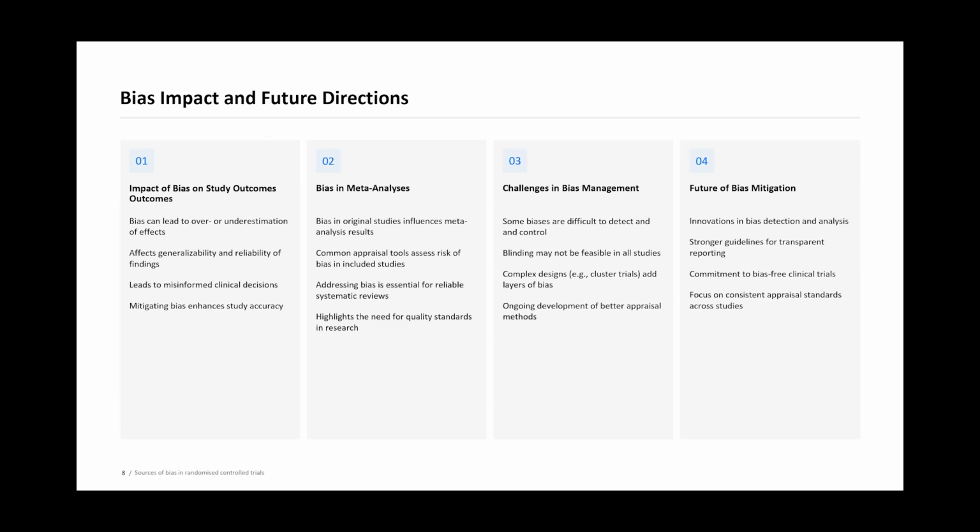When biased studies are included in a meta-analysis, they can distort the overall conclusion. So we have to be careful. Even if we have a meta-analysis, it doesn't mean that we can rely on the result. We have to go through each study and do the evaluation.